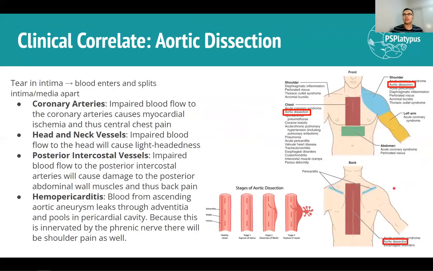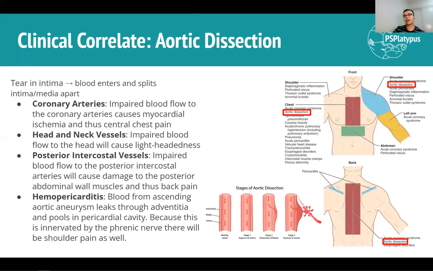Let's move forward instead and have a look at an important clinical correlate, which is aortic dissection. Now, aortic dissection, you won't cover in too much detail this year, but essentially, as the name suggests, it's dissection or a tear in the intima layer of your aorta. And when you have that tear occurring, blood can enter through that tear and actually split apart the intima and media layers of your aorta.